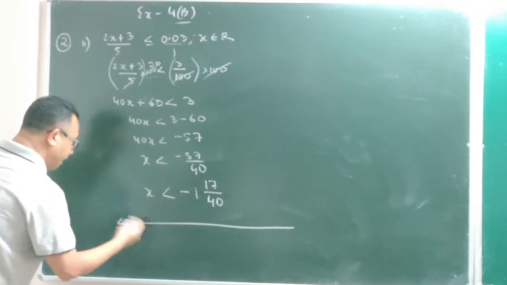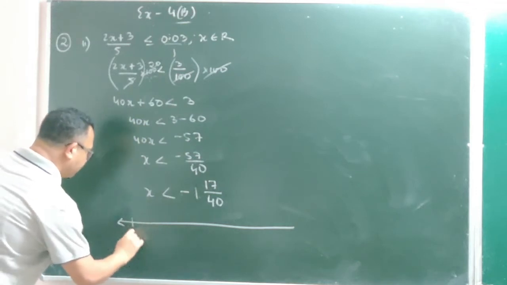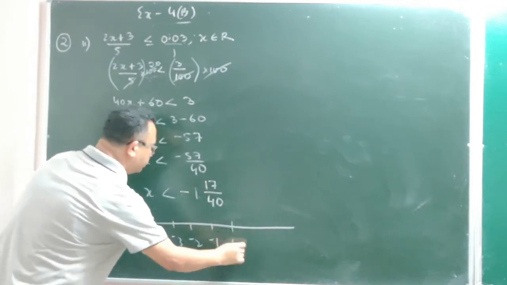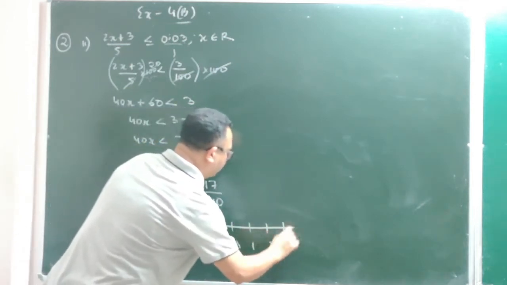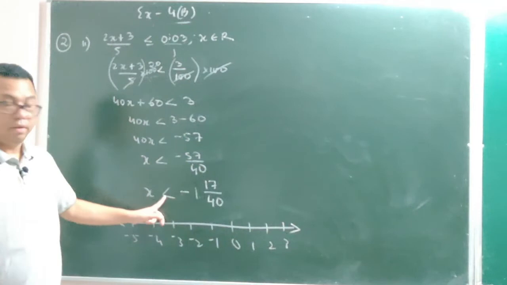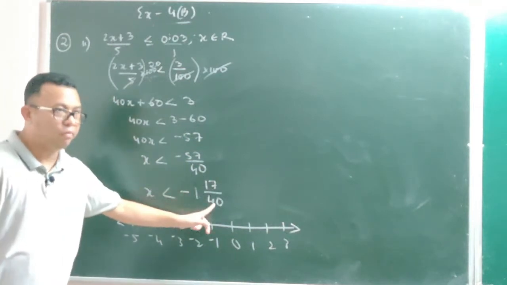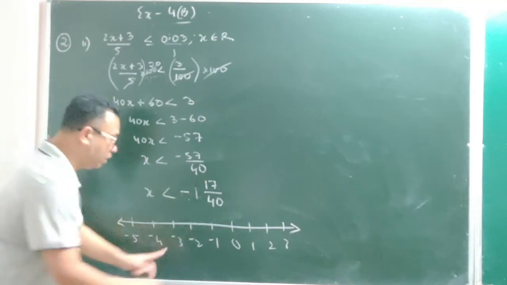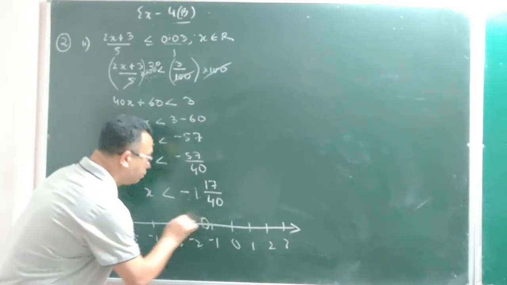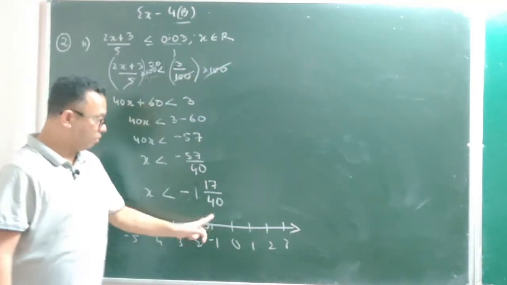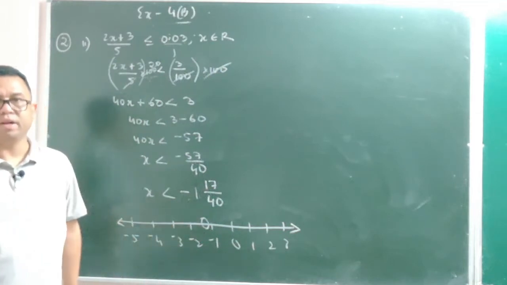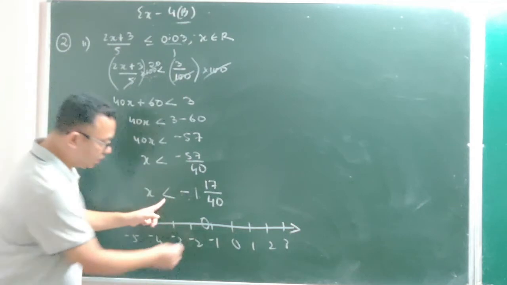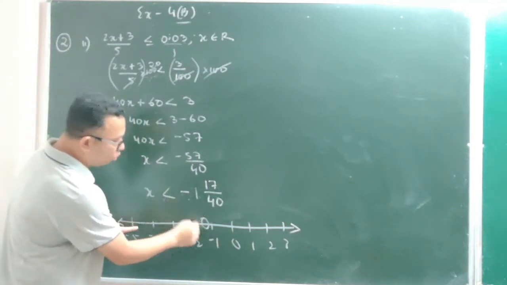So I am writing minus 5, minus 4, minus 3, minus 2, minus 1, 0, 1, 2, 3. Minus 1 17 by 40: minus 1 is here, and a little more than minus 1, maybe somewhere here. Since it is R, I have to make the circle. Whether I make a dark circle or a hollow circle depends on whether the equal to sign is there or not. If the equal to sign was there, I would shade it, but it is not there, so I am not going to shade it.